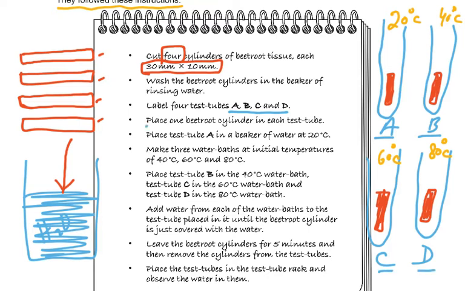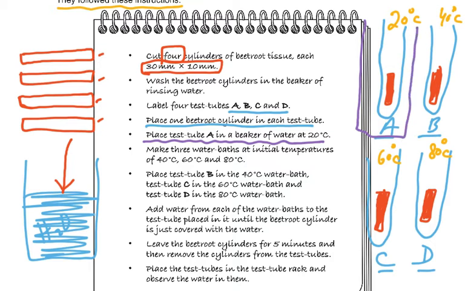Now place one beetroot cylinder in each test tube, and I've just done that for you. So I placed this one here, one here, one here, one here. Nothing's in the test tube as yet, it's only the beetroot cylinder. Place test tube A in a beaker of water at 20 degrees Celsius. So you placed it in another beaker which had water at 20 degrees Celsius.